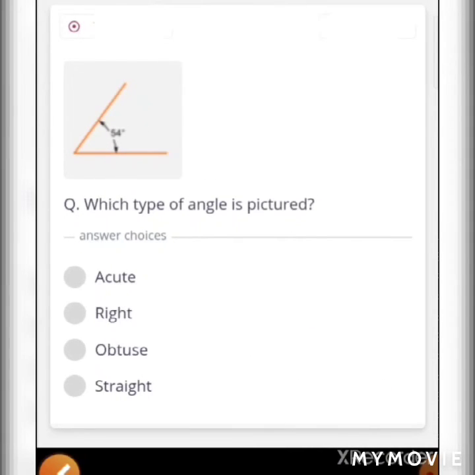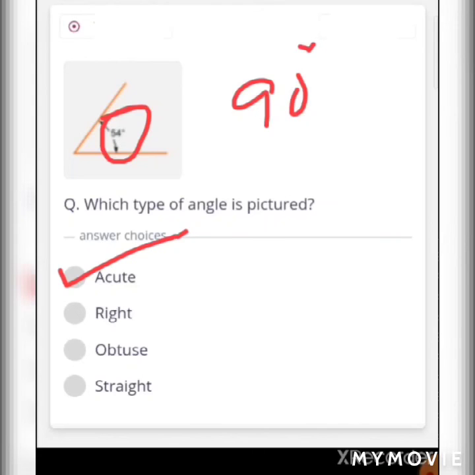See the next here. Which type of angle is pictured? What type of angle have you seen here? It is 54 degree. So it is less than 90 degree. So when it is less than 90 degree, it is an acute angle. So you have seen the option acute angle, second option right angle, third option obtuse angle, fourth option straight angle. So your answer should be acute angle, that is A.